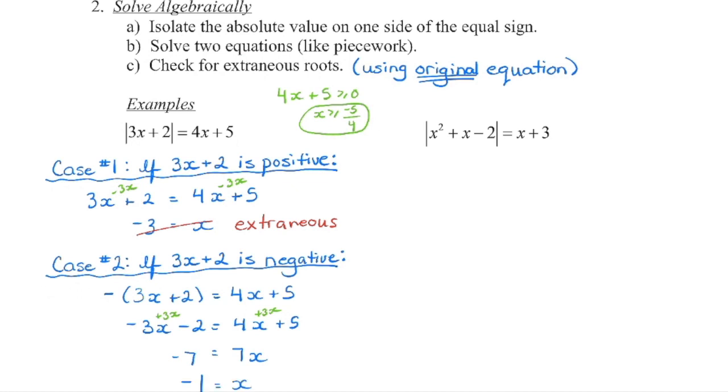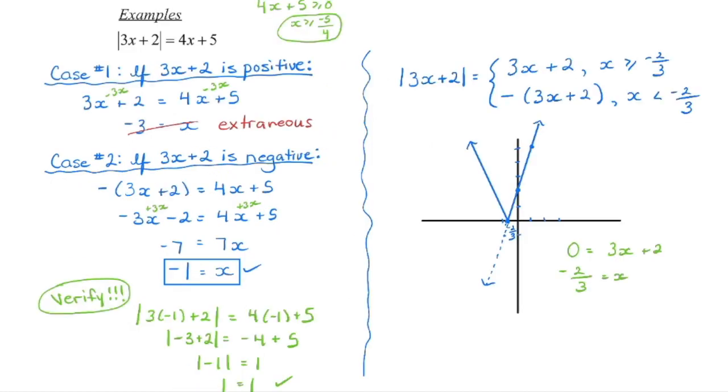But again, it's really important that we check. We're going to put it back into the original equation. So -1 times 3 is -3, plus 2 is -1. Take the absolute value, and we have +1 on the left. -1 times 4 is -4, plus 5 is +1. So in this case, the left side does equal the right side, so we know that our solution is going to be that -1. Just one note about the extraneous solutions.